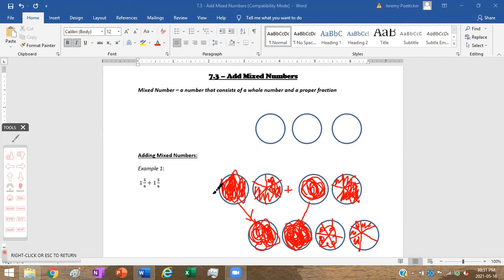So when I add 1 and 5/6 plus 1 and 5/6, what do I end up with? Well, I wouldn't write 2 and 10/6. It wouldn't be wrong, but it would definitely be confusing. How many complete circles do I have shaded in? I have 3 complete circles shaded in. So I've got 3 and something here: 3 and 1, 2, 3, 4 sixths.